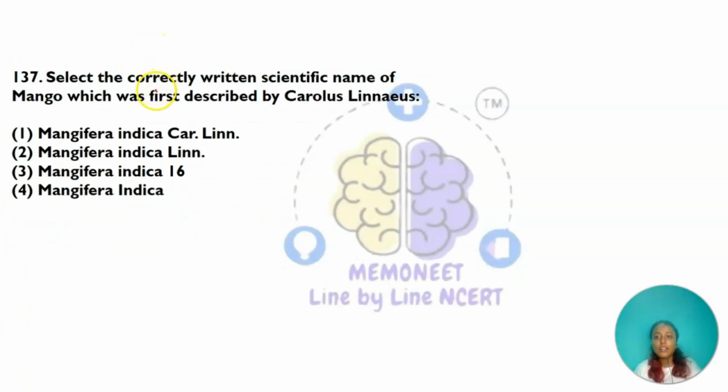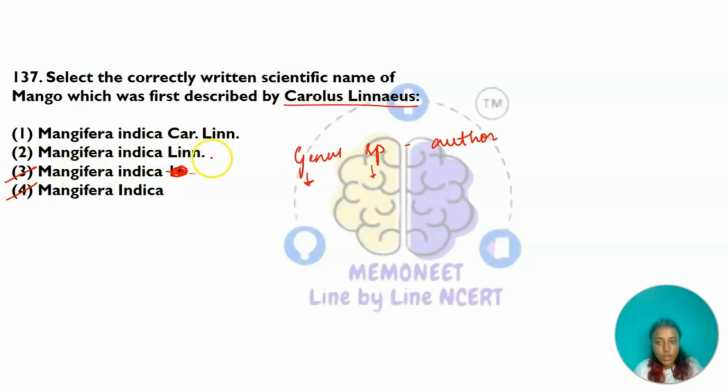The next one is: select the correctly written scientific name of mango, which was first described by Carolus Linnaeus. Now, we write the genus, we write the species, and also we write the author who named the plant. So the genus will be in capital, and the species will be in small letters. The upper 3 are in small letters. Since this option does not have the author name, we can discard it.